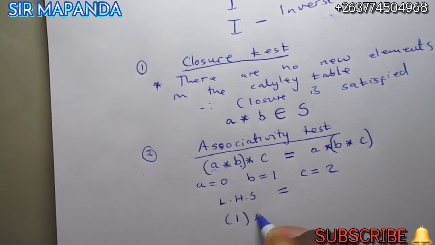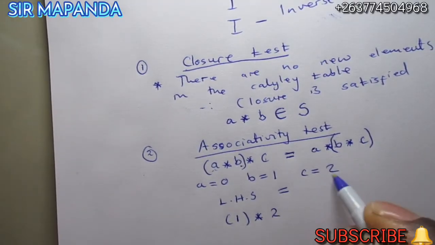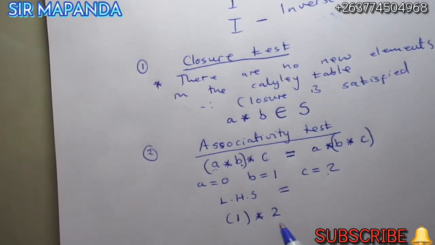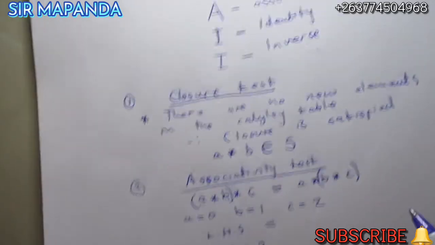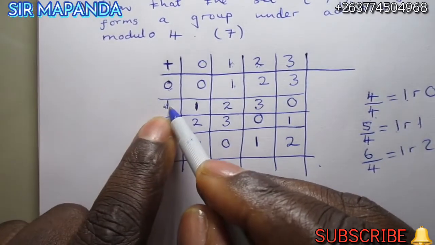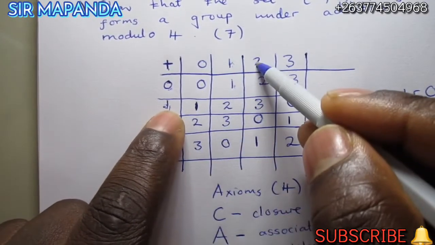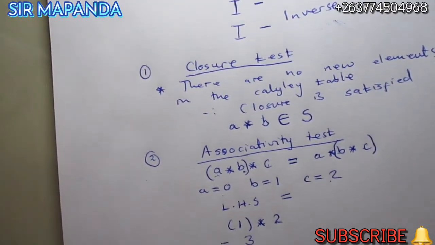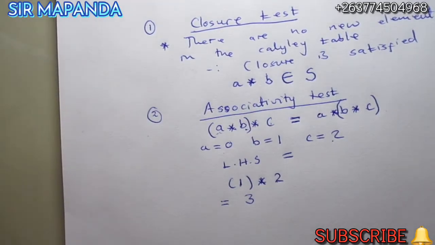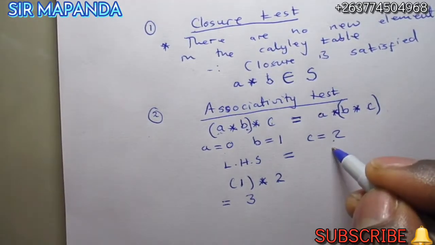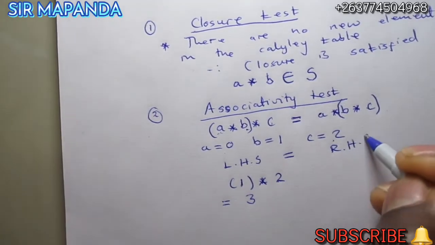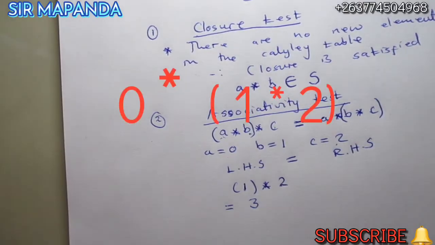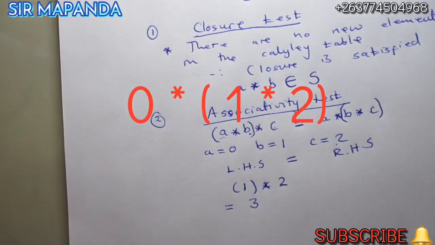Then I put binary operator. What is C? C is being represented by 2, right? So we now want to find 1 binary operator of 2, right? So this is 1, this is 2. 1 binary operator of 2, you get 3. So on the left hand side, I'm getting 3 as my answer. I hope you are following. So I would like to prove again on the right hand side. For associativity to be satisfied, we must have 3 on both sides, right?